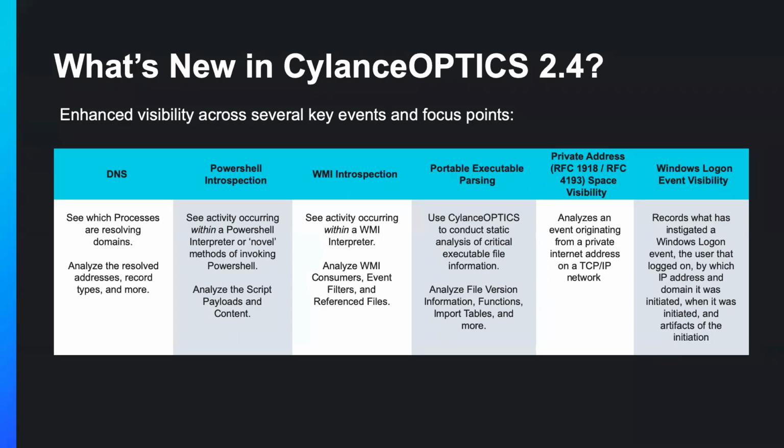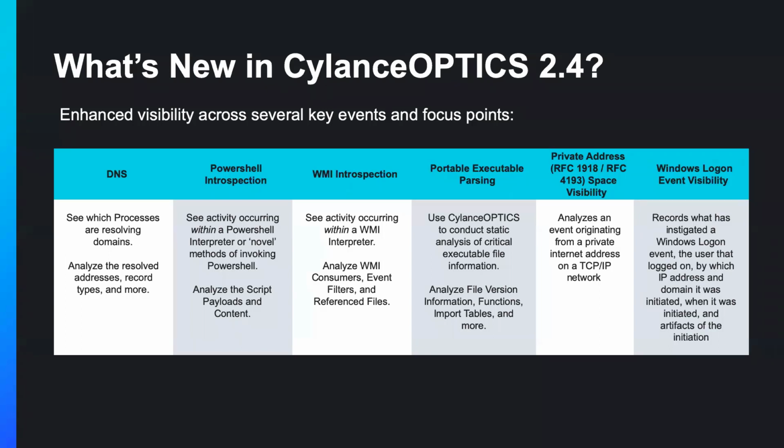We added private address RFC 1918 or RFC 4193 address space visibility. Historically, we would filter out those connections for the sake of maintaining a higher fidelity set of data on endpoint agents. We do now allow a configuration option where you can see network communications destined to and from RFC 1918 address space. This is great for tracking lateral movement and some other internal attacks that may be occurring between endpoints locally on your network that aren't necessarily communicating with public IP addresses.